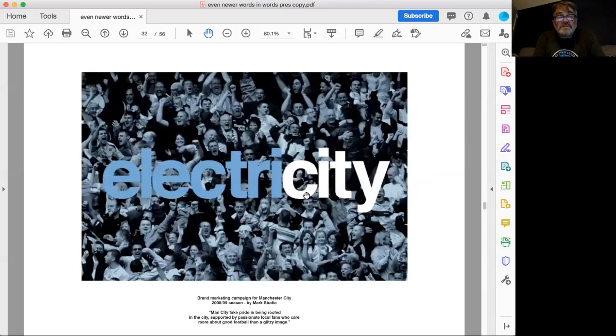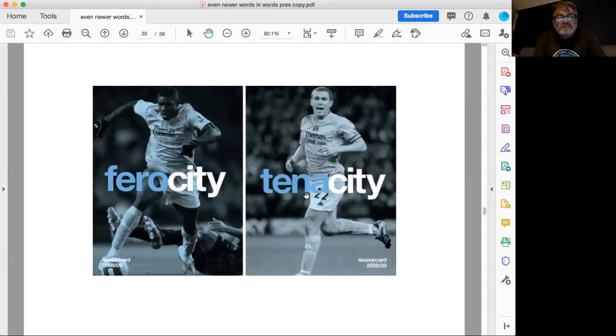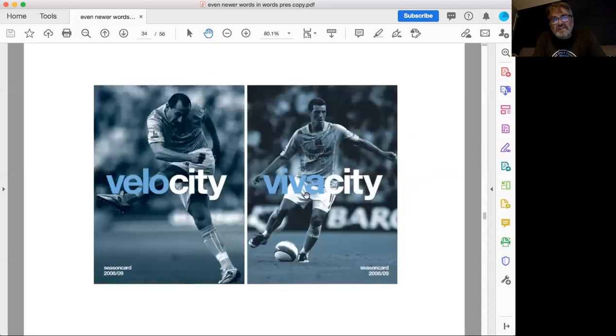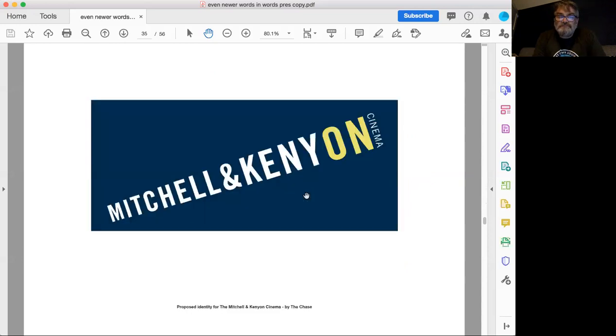This is more recent, done by Mark Studios in Manchester, for Manchester City. So electricity, ferocity, tenacity, velocity, vivacity. So again, simple, making an observation, working with that, and then using language to couple with image. Again, this was a pitch for Mitchell and Kenyon Cinema, which is on the university campus.